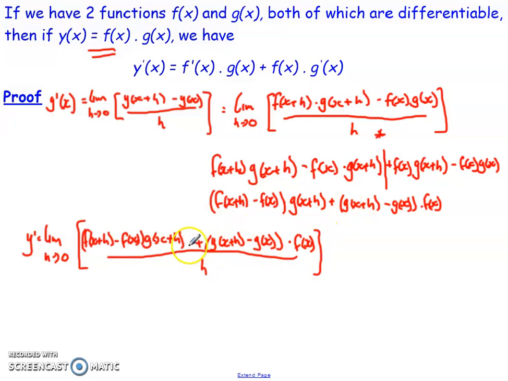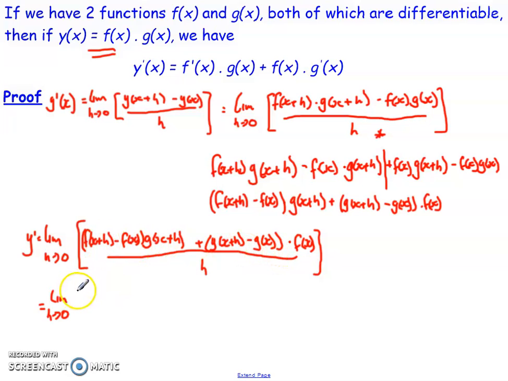So what I can now do is, since these are added together, I'm going to split them off into their own parts. So I'm going to say that that is equal to the limit as h tends towards 0 of this first part here over h, and I've then got a second part here which will be all on its own.